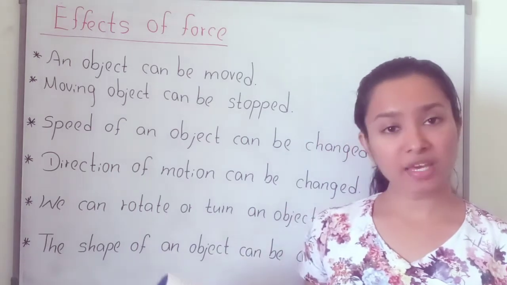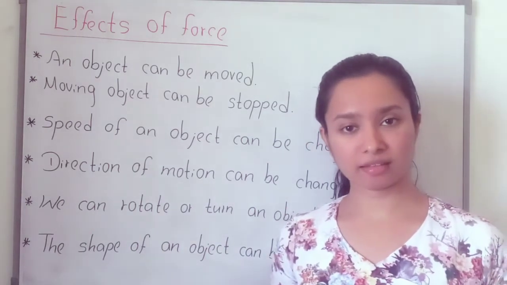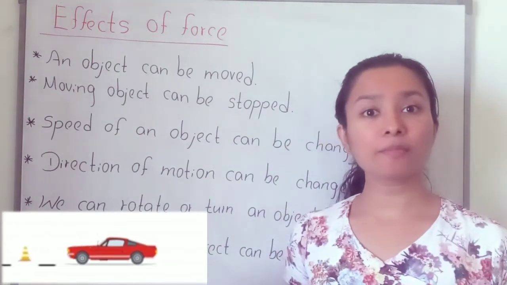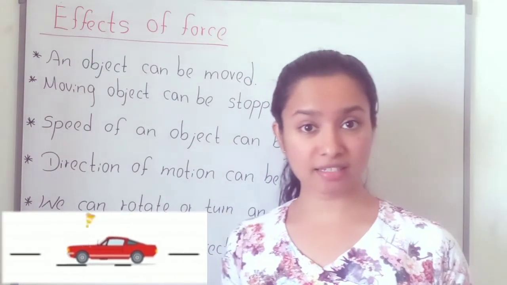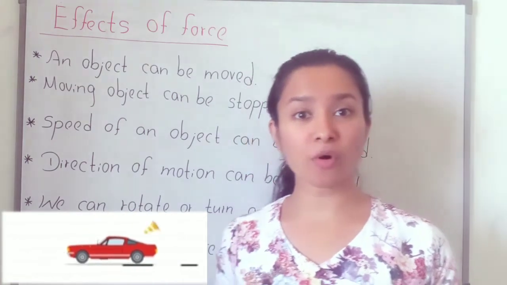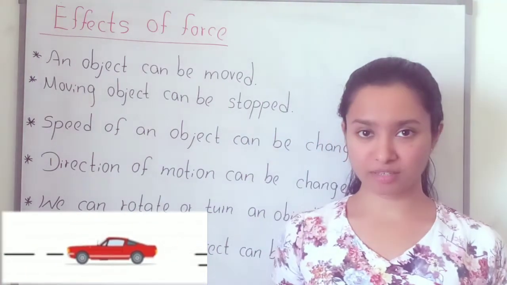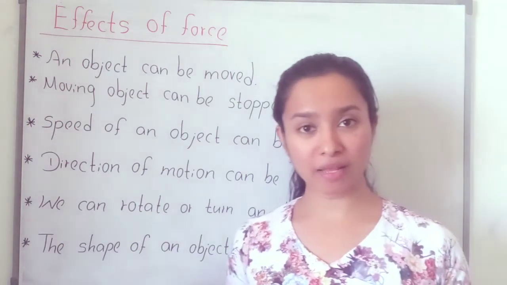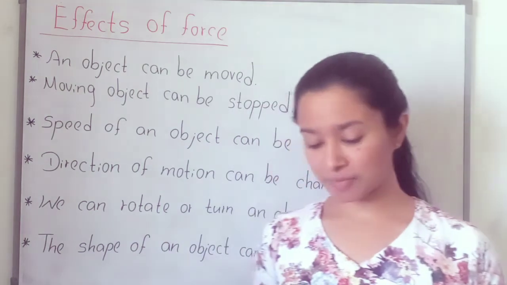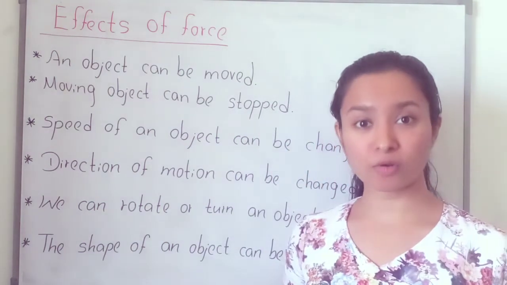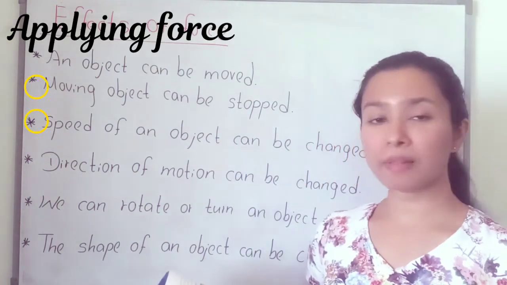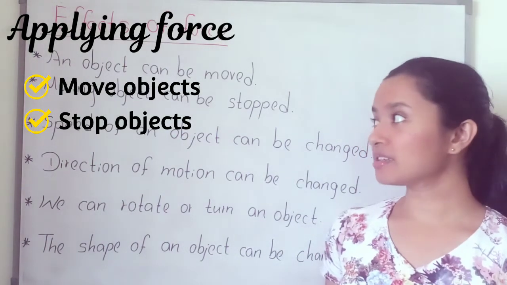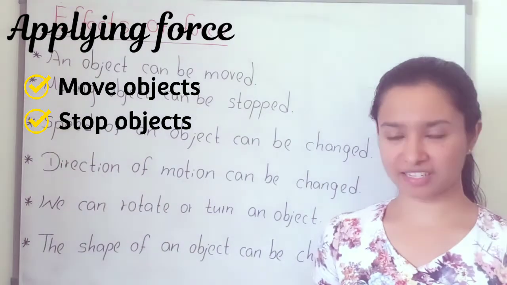And also we can move a vehicle. Think about a car. We can move a car at rest by applying the force of its engine. And also we can stop this car by applying brakes. That means we apply forces here. So by applying force, we can move an object and also we can stop moving objects.